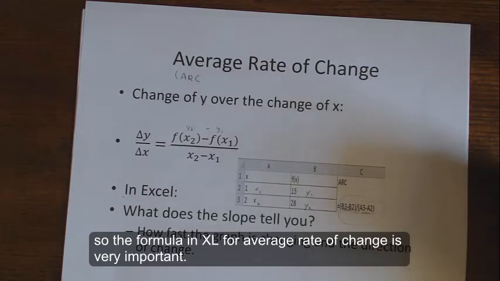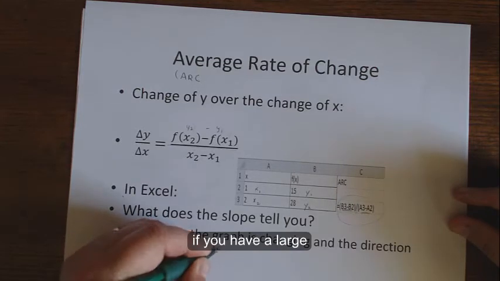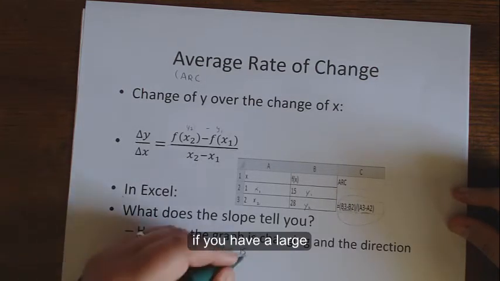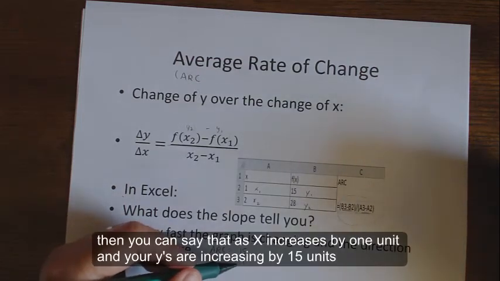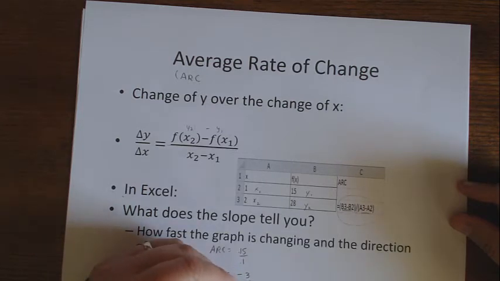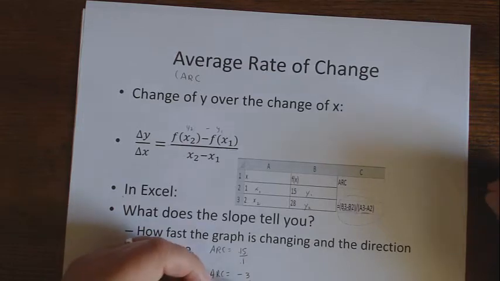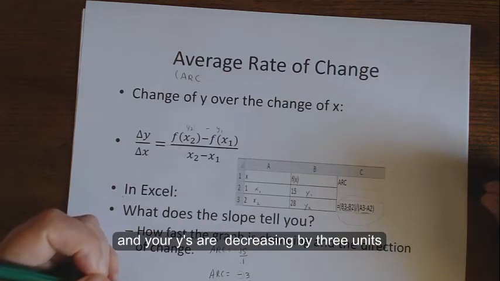Well, what does the slope tell you? It tells you how fast the graph is changing in the direction of change. So what that means is if you have a large positive number, then you could say that as x increases by 1 unit, your y's are increasing by 15 units. And if your ARC is negative, then you would say as x increases 1 unit, your y's are decreasing by 3 units.